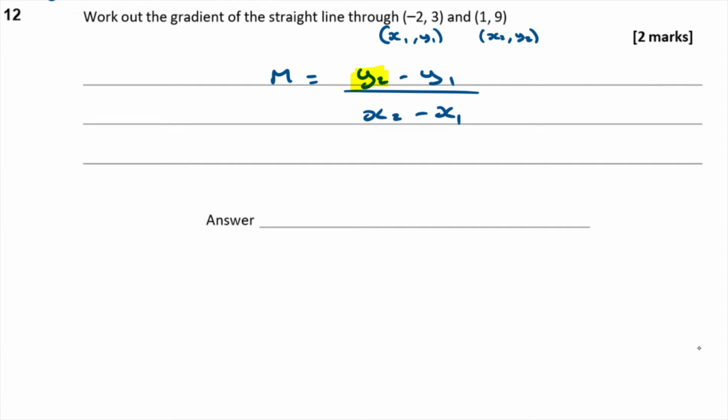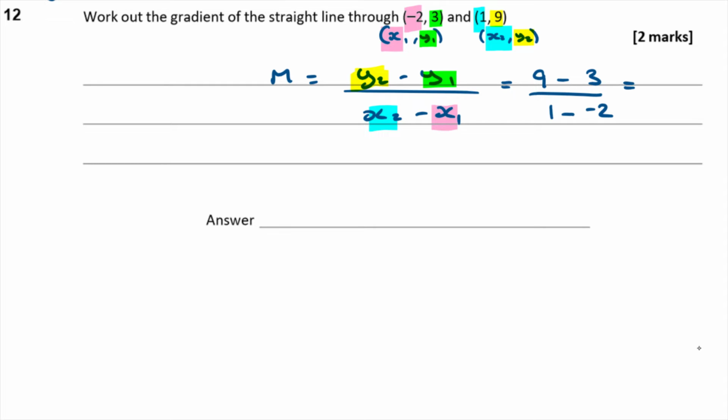So y2 is going to be that second value, the 9. y1 is going to be that value there, which is the 3. And x2 is going to be that value, which is the 1. And x1 is going to be that value, which is the -2. So subbing those carefully in, y2 is 9 minus y1, which is 3, divided by x2, which is 1 minus -2 for x1. Okay, so I've got 9 minus 3 over 1 minus -2.